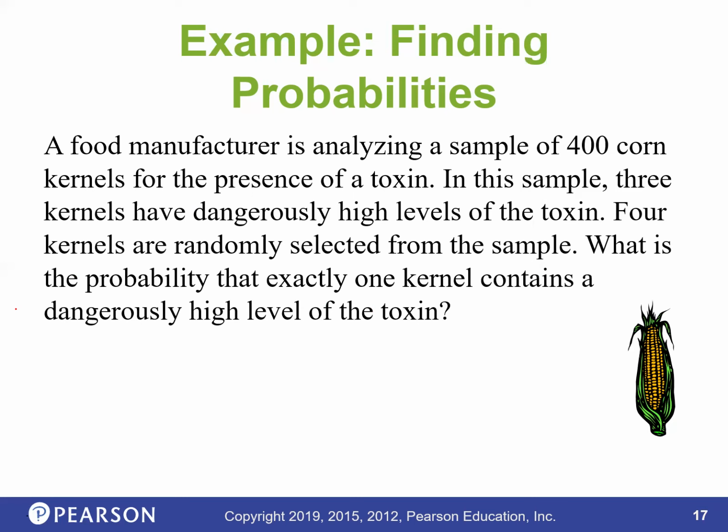So let's see. Funny question, right? Because we actually know how many there are, but then what's the probability of selecting them? What we do in real life is we go backwards. If we're only selecting from 400, we have this probability of dangerous toxins, how many are in our sample? And eventually it says how many are in the population, if that's true. So in the sample, 3 kernels have dangerously high levels of toxins. We know that for sure. So 3 out of the 400. 4 kernels are randomly selected from the sample. What's the probability that exactly 1 kernel contains dangerously high levels of toxin?